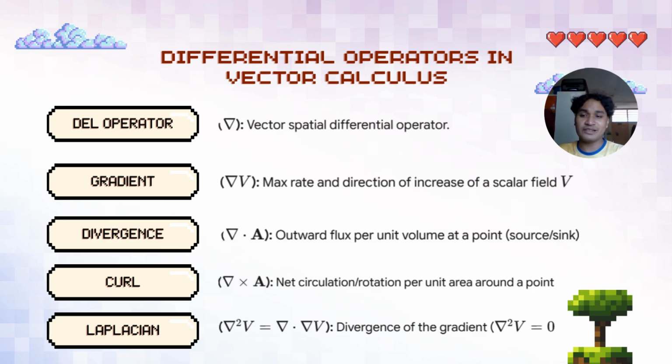Lastly, combining divergence and gradient gives us a Laplacian, which is del squared V, which forms the basis of Laplace's and Poisson's equation in potential theory. In this Laplacian, we need to have two times of differentiation.